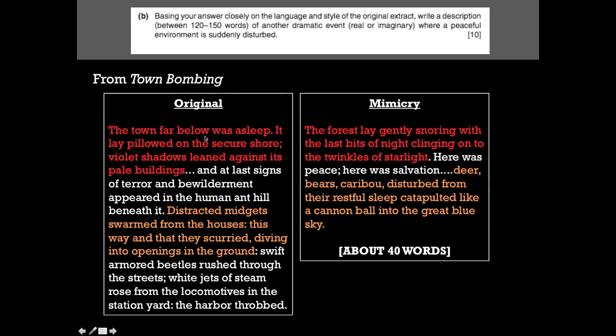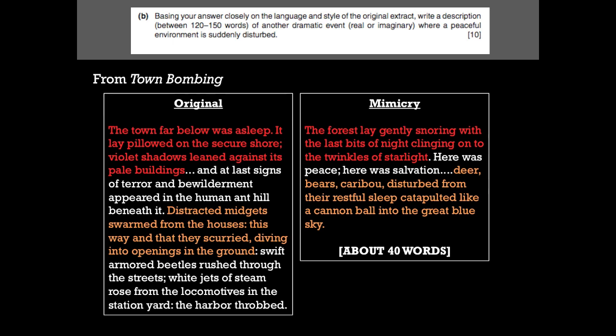We have peaceful environment, and then suddenly disturbed. So this person chose a forest. I believe this one is a forest fire that they wrote about. But over here we have peaceful environment, and that's how it lines up. "The forest lay gently snoring with the last bits of night clinging on to the twinkles of starlight. Here was peace. Here was salvation. Deer, bears, caribou, disturbed from their restful sleep, catapulted like a cannonball into the great blue sky."